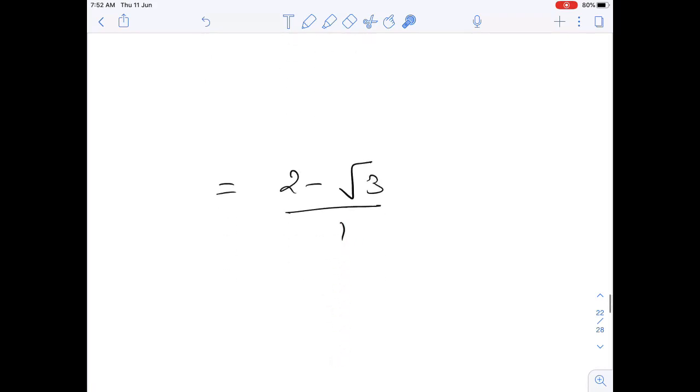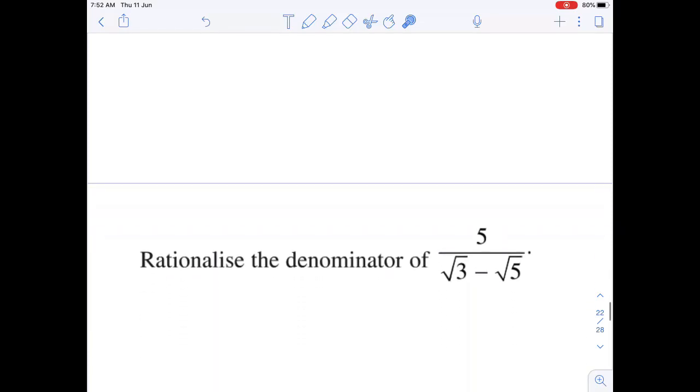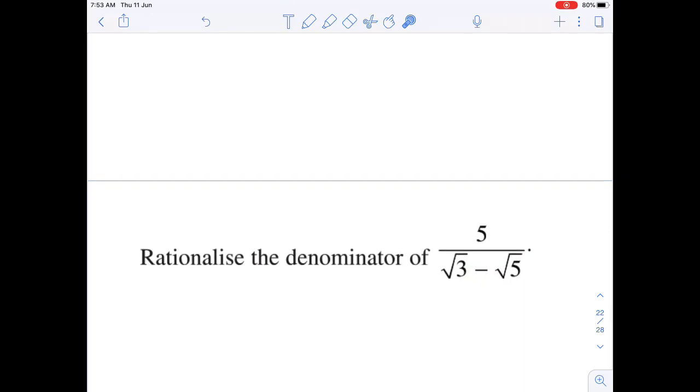Now let us consider another example. Next example, it is given: rationalize the denominator of 5 upon root 3 minus root 5. Here both the terms in the denominator are irrational numbers. Again, the same condition: minus is present, so we will write the same terms but the sign will change. So think about what I should write further.